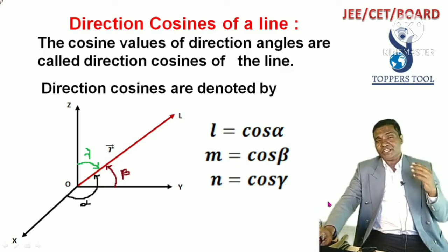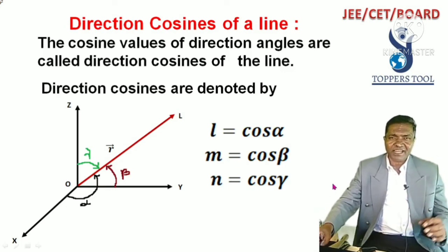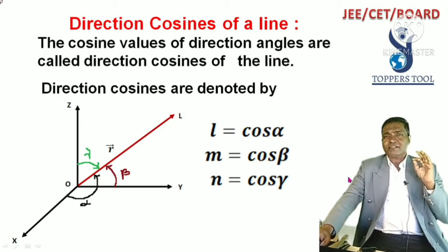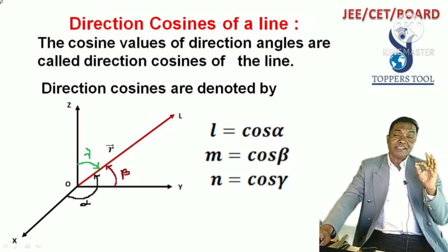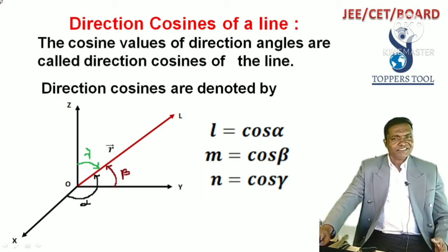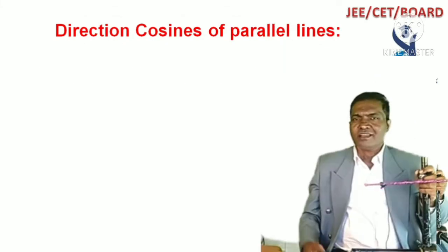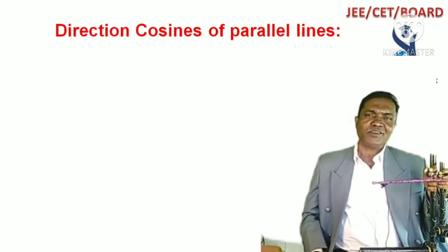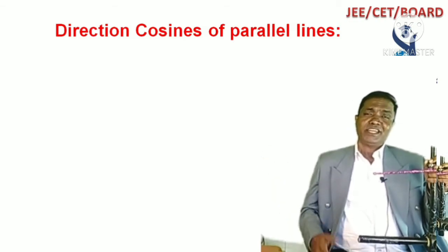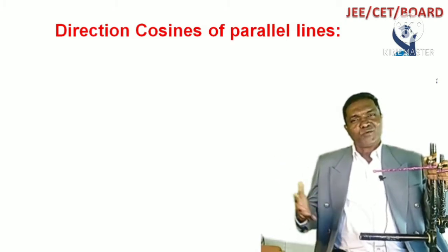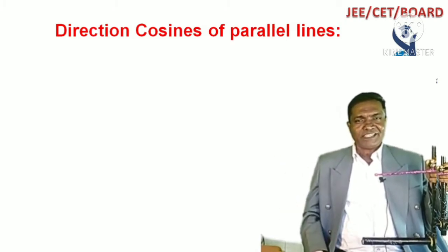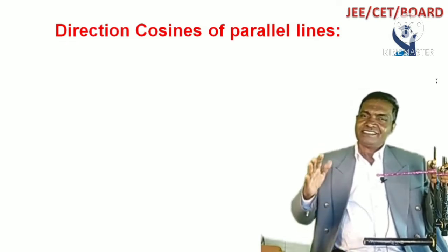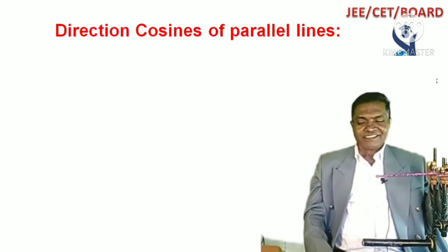In this way you have to remember what direction cosines mean, and we will have one important, beautiful, simple relation between direction cosines. Now the question is, what about the direction cosines of parallel lines? If two lines are parallel, then what about their direction cosines? Remember that if two lines are parallel, then their direction cosines are the same.